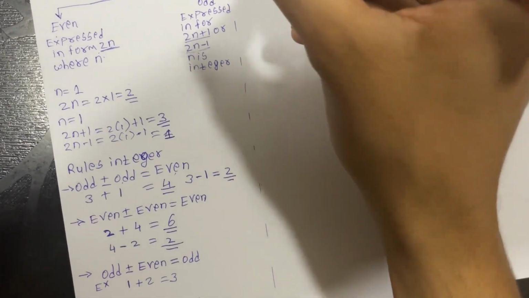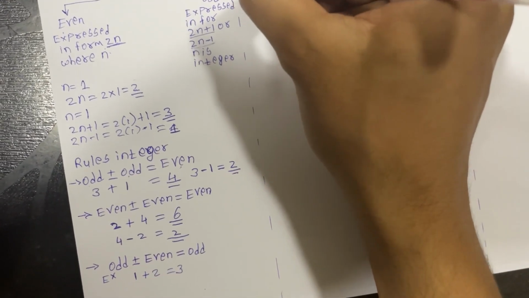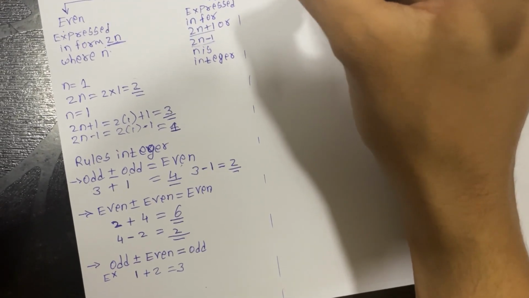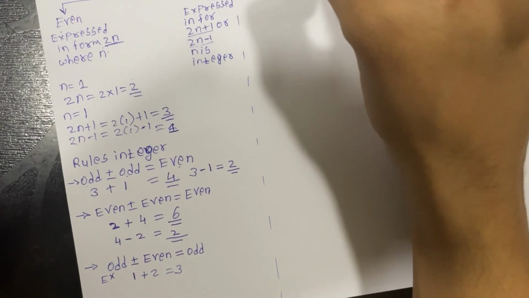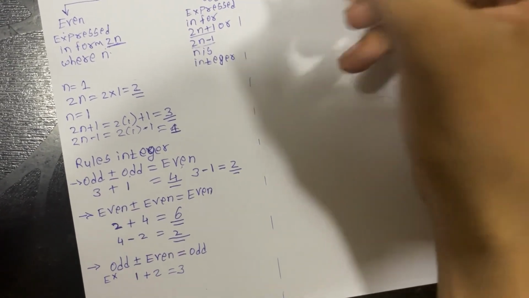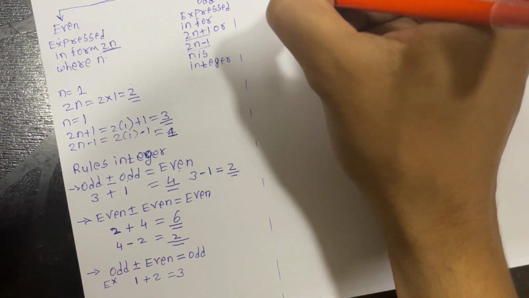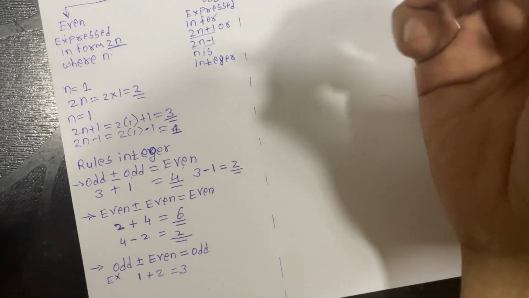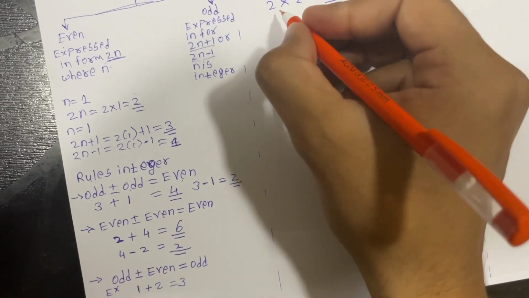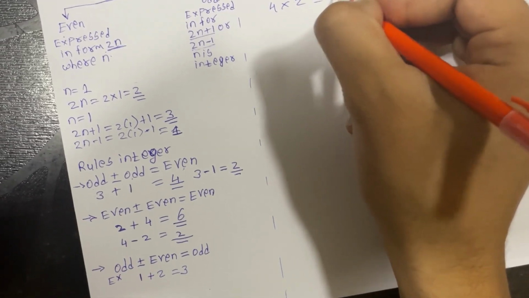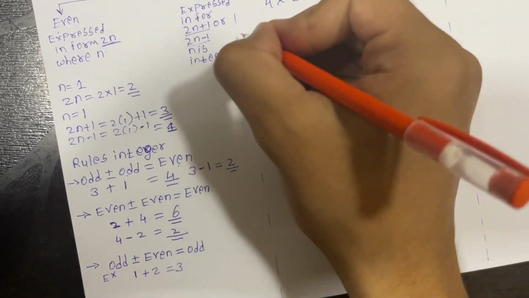The next rule is, if we multiply even number with even number, then we get even number, okay? So 2 cross 2, we will get 4, right? 4 is an even number. Then 4 into 2, that is 8. 8 is also an even number, okay?